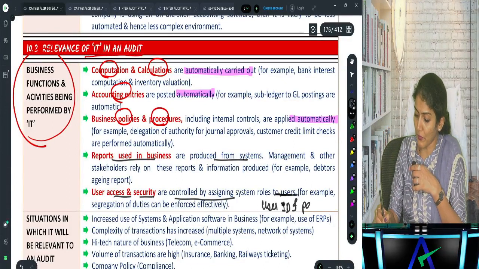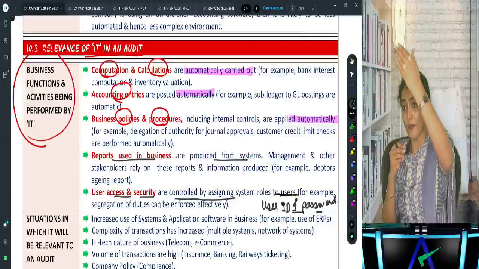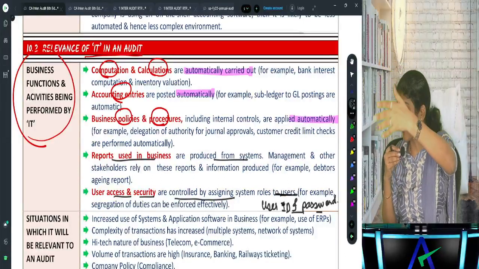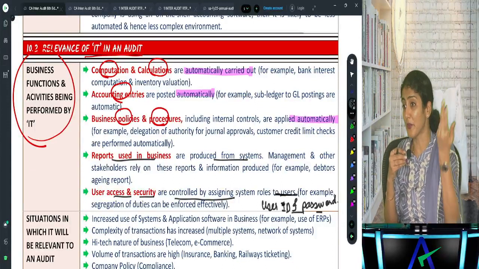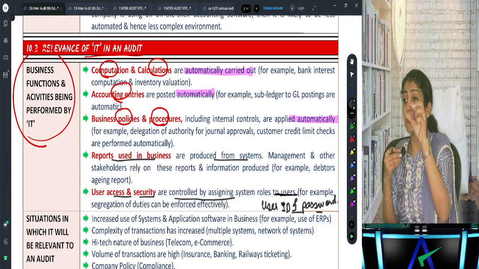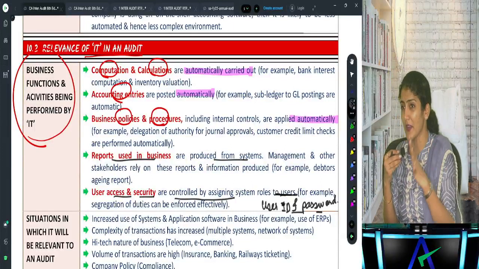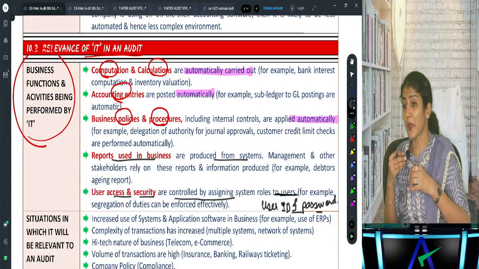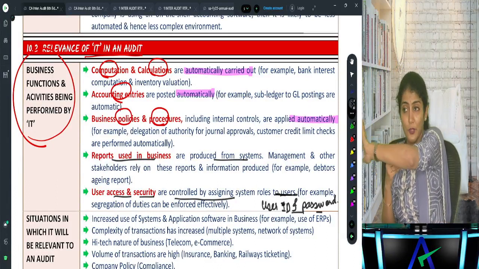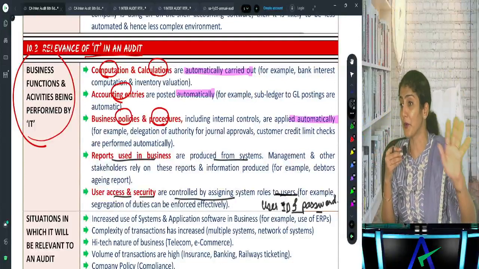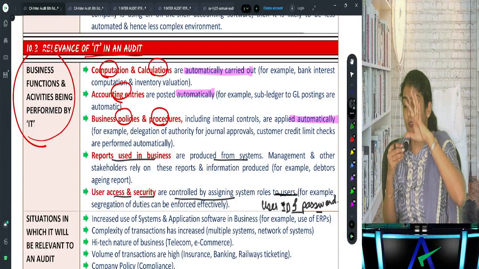If you enter Instagram by putting in your user ID and password, obviously you can see all the posts and reels relevant to you. On Facebook also, you cannot see somebody else's account through your user ID and password. When you open your Gmail account, you can see the mails you have received. So that's an example of a user ID password control. If I enter the company system as, say, the purchase manager, then I have access only to the purchase module. I cannot pass any entry into the sales module of the company. So this is the impact of computers on the business functions and activity.